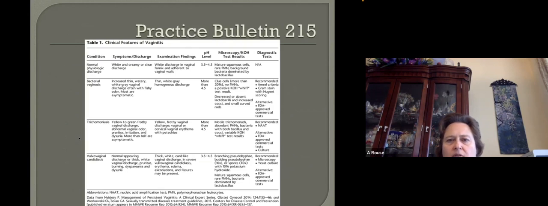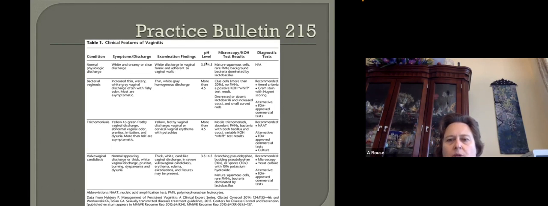So here is a nice little summary table that you can easily find in the practice bulletin if you're interested. It gives you the basic conditions, symptoms and discharge. This column with the symptoms and discharge is usually what you're going to see on your CREOGs and your testing. What you find is typically going to somewhat reflect that, so that's going to be your common descriptors in your paragraphs.